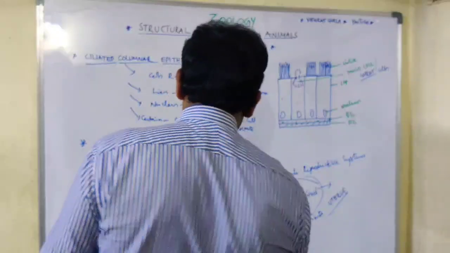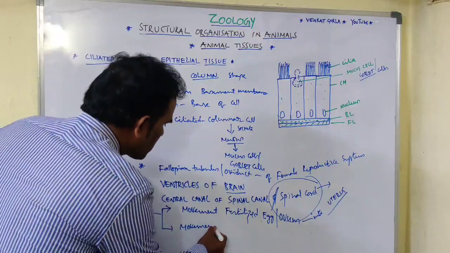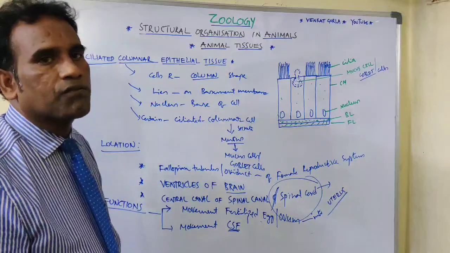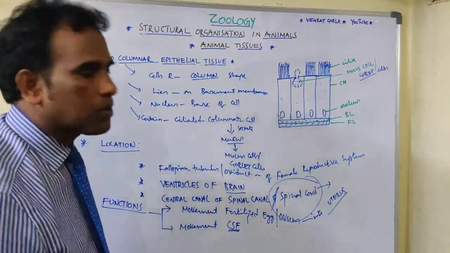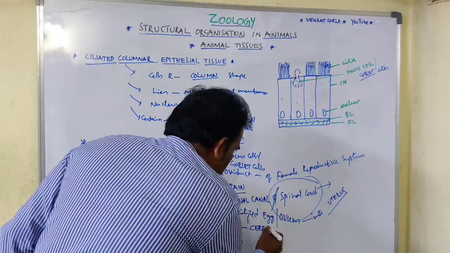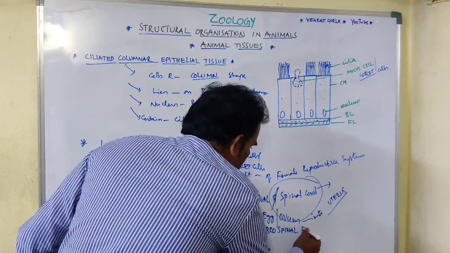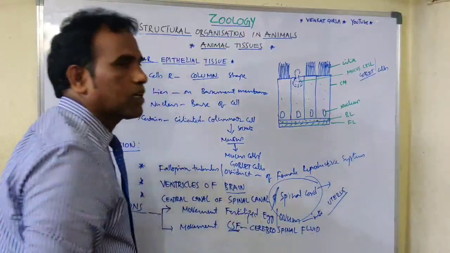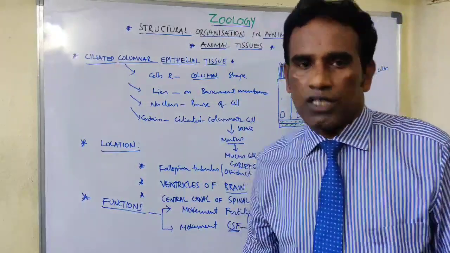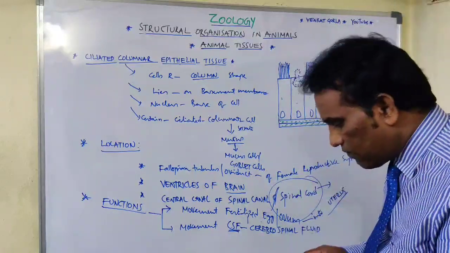Another important point: it is present in the ventricles of the brain and the spinal canal. It helps in the movement, circulation and distribution of the cerebrospinal fluid, CSF, in the spinal canal of the spinal cord, supplying nutrients, as well as in the ventricles of the brain. These are the two main functions.